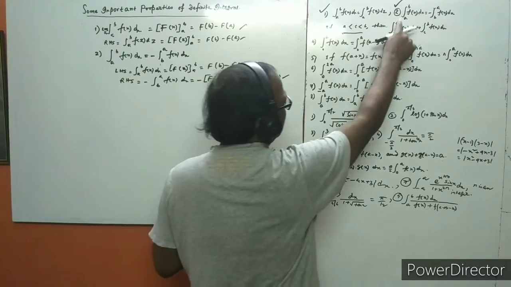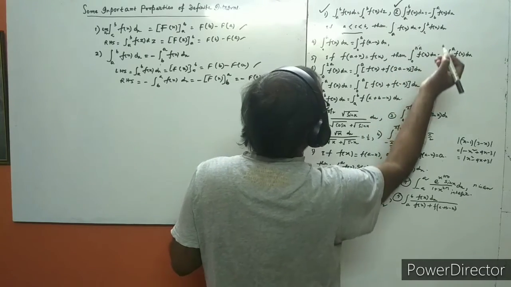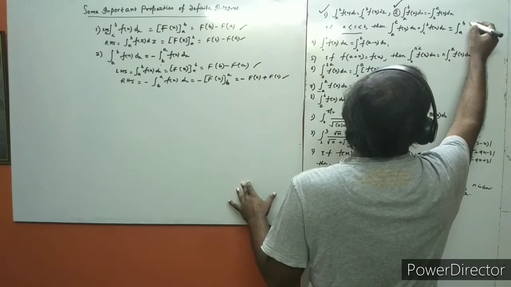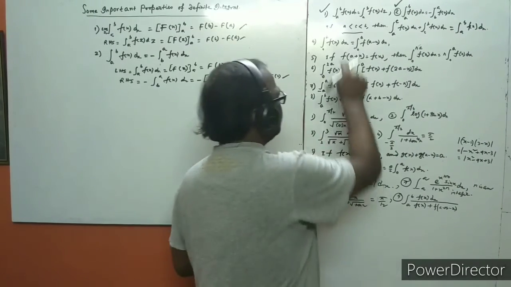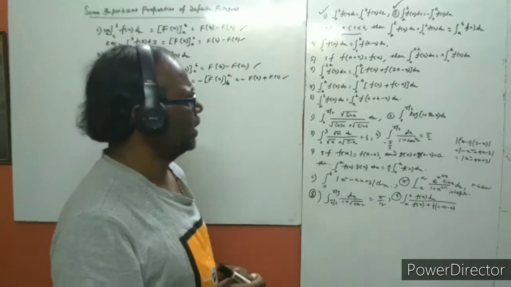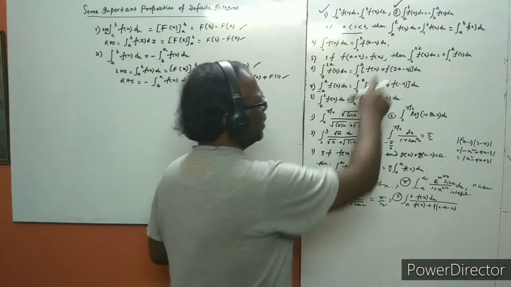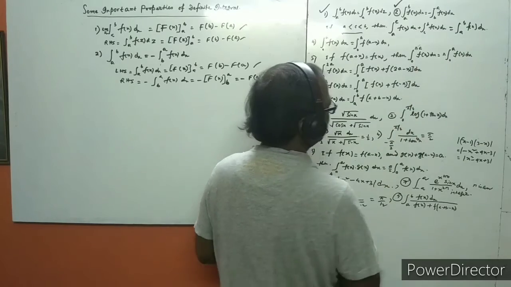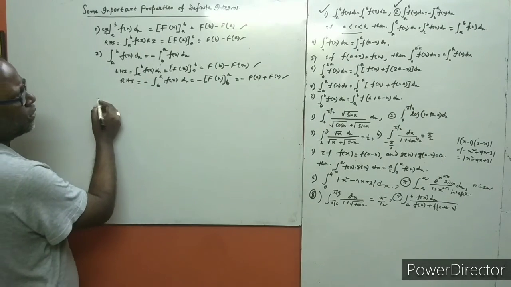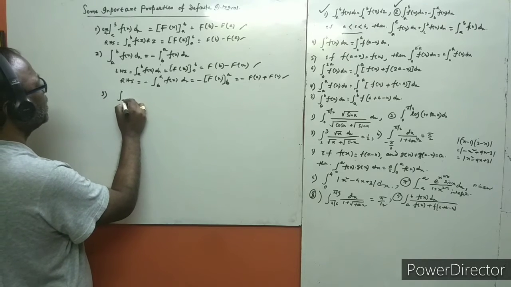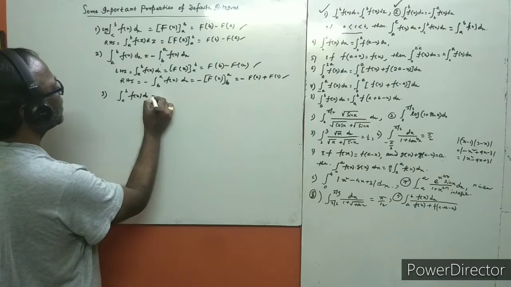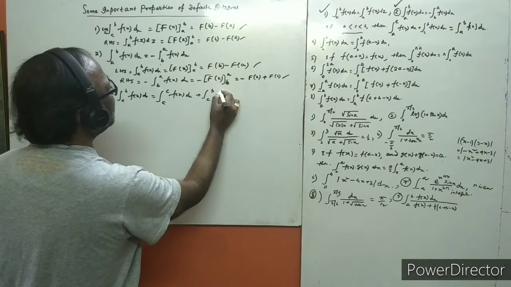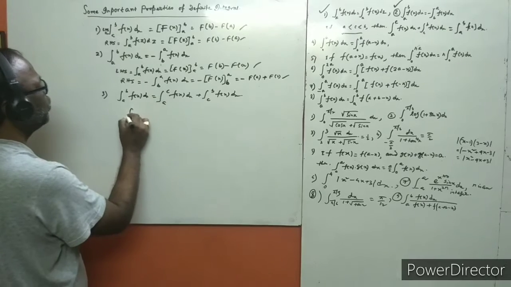Property 3: if c is the limit, and c lies in between a and b, then the integral from a to b of f of x dx is split by this method, like a to c then c to b. Similarly you can show the third property: the integral a to b of f of x dx can be written as the integral a to c of f of x dx plus the integral c to b of f of x dx.